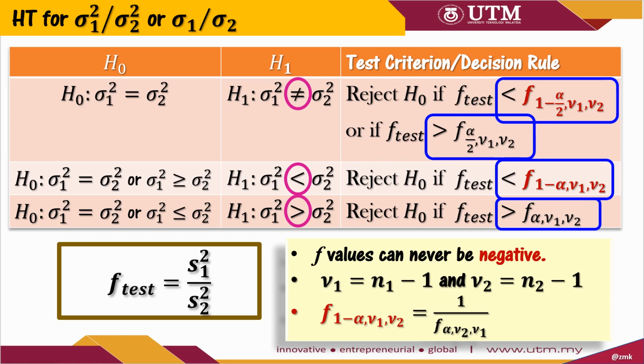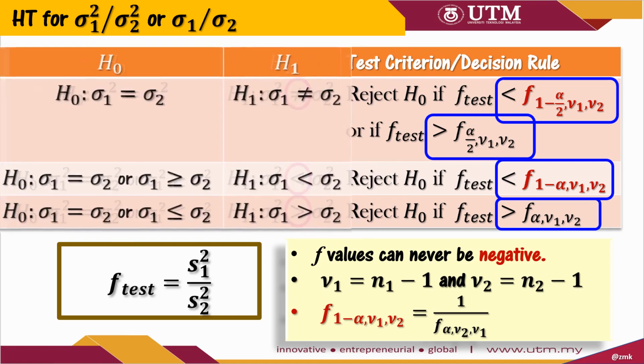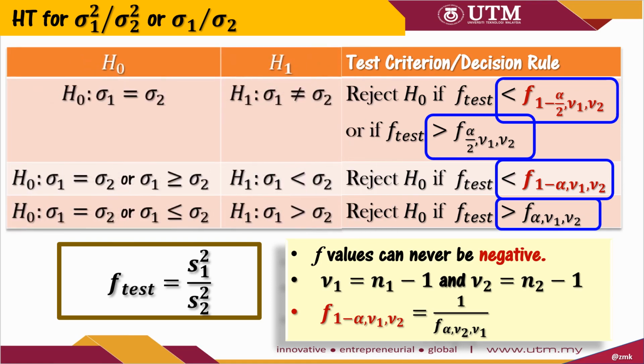Exactly the same testing procedure should be used when testing the ratio of two population standard deviations. That is, we still use the same test criterion or decision rule and the same test statistic as well as the same critical values. Please do not ever square root the test statistic and critical values when you test sigma 1 against sigma 2.